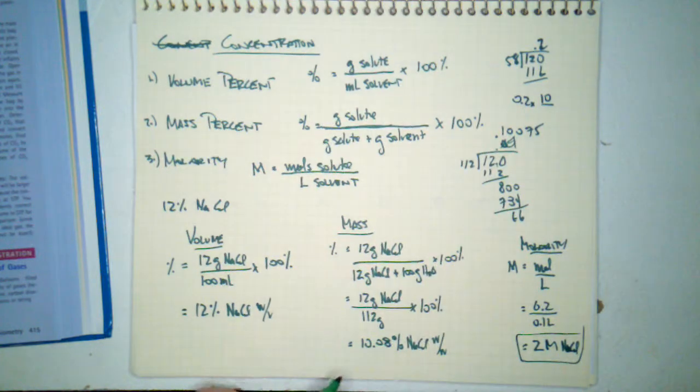So there are 3 different numbers all representing the same mixture of sodium chloride and water.